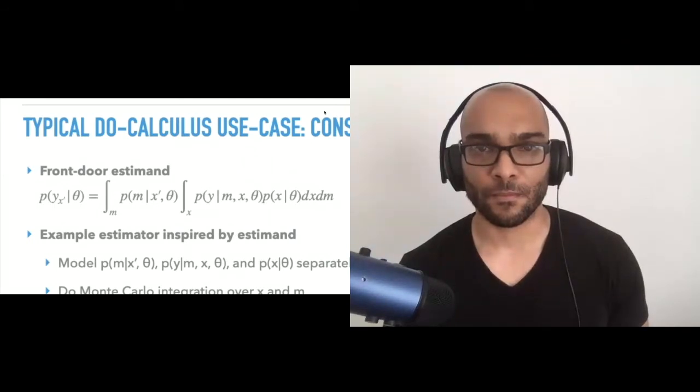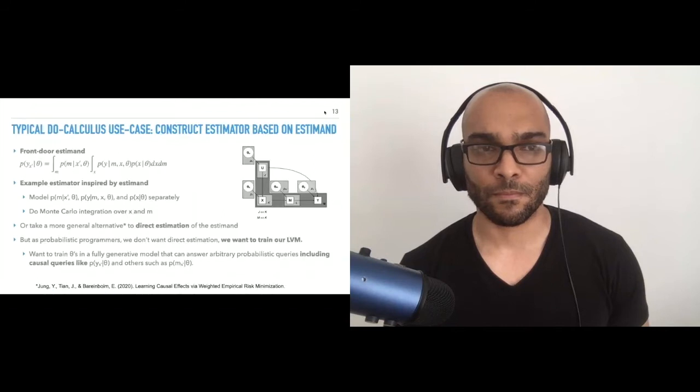In constructing an estimator for this estimand, we might observe that we're using these three distributions: the probability distribution of M given X, the probability distribution of Y given M and X, and the probability distribution of X. So we can model these three distributions directly and separately on X, M, and Y. Finally, we could apply Monte Carlo integration. Alternatively, we could apply other approaches for doing direct estimation of the estimand. This gives us the answer to the causal query.